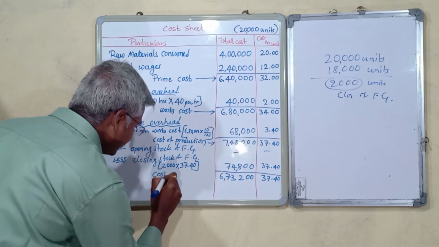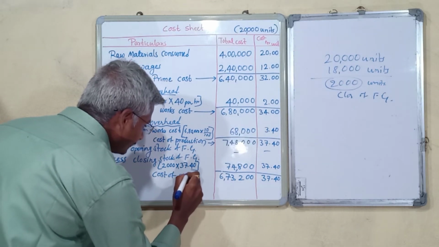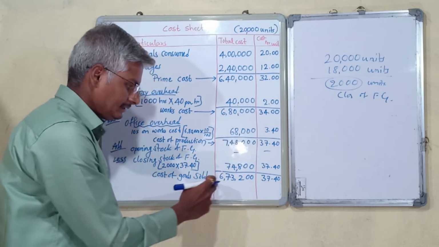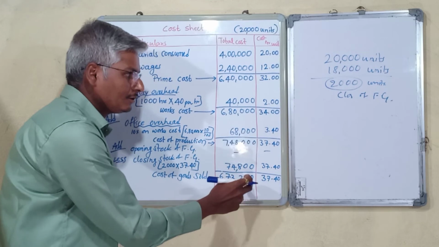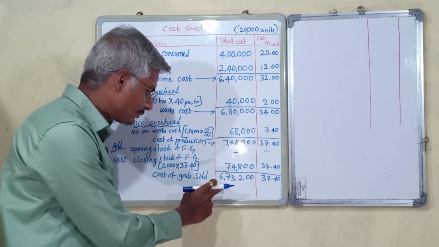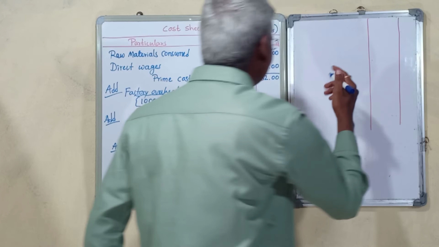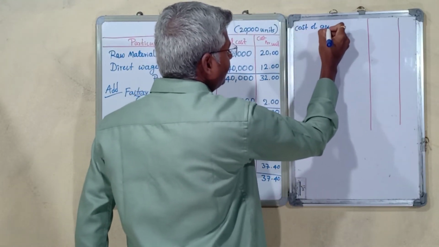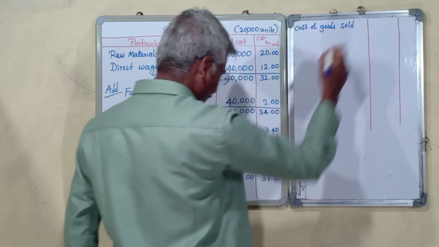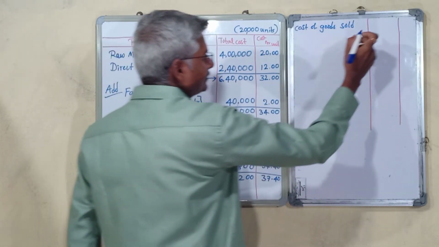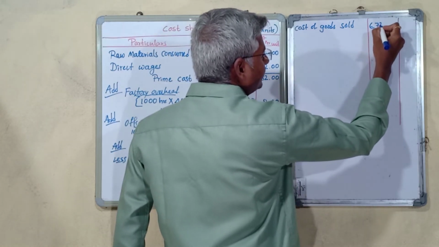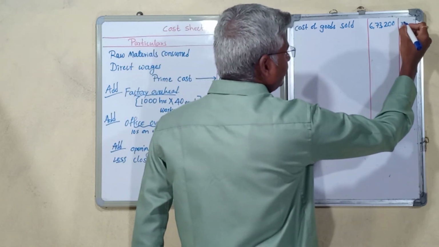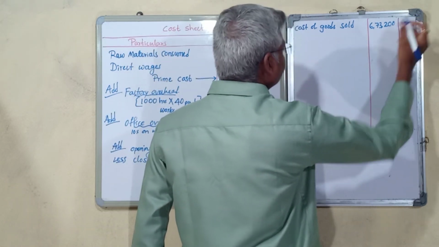This we call as cost of goods sold. Cost of goods sold is 6,73,200, and this cost of goods sold I will take it here. Cost of goods sold amounted to rupees 6,73,200. Cost per unit is 37 rupees 40 paisa.